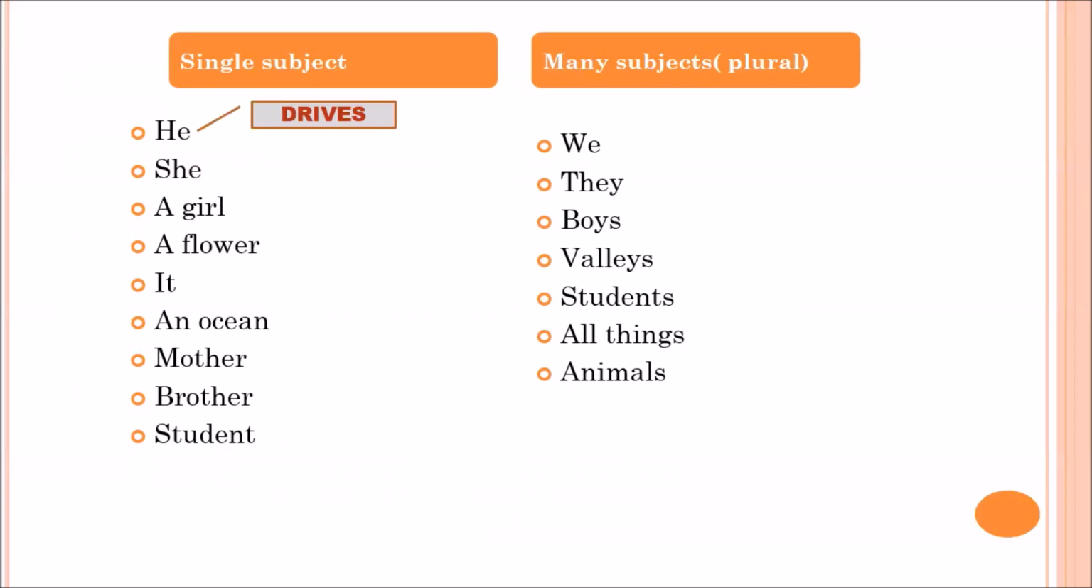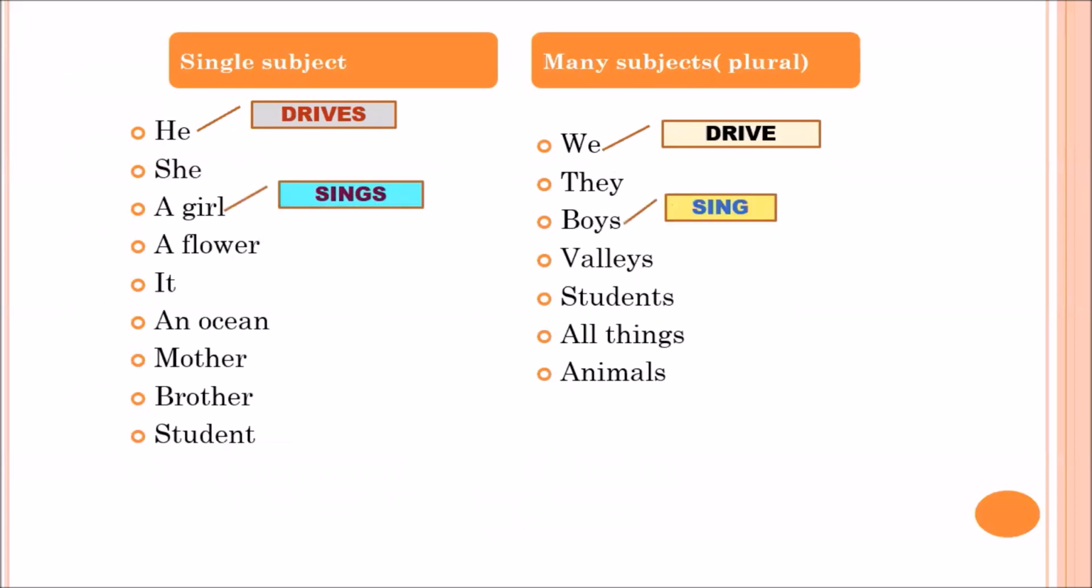He drives. Singular subject, so we have added ES. We drive. Plural subject, no addition of S or ES. A girl sings. Boys sing. An ocean looks beautiful. All things look beautiful.